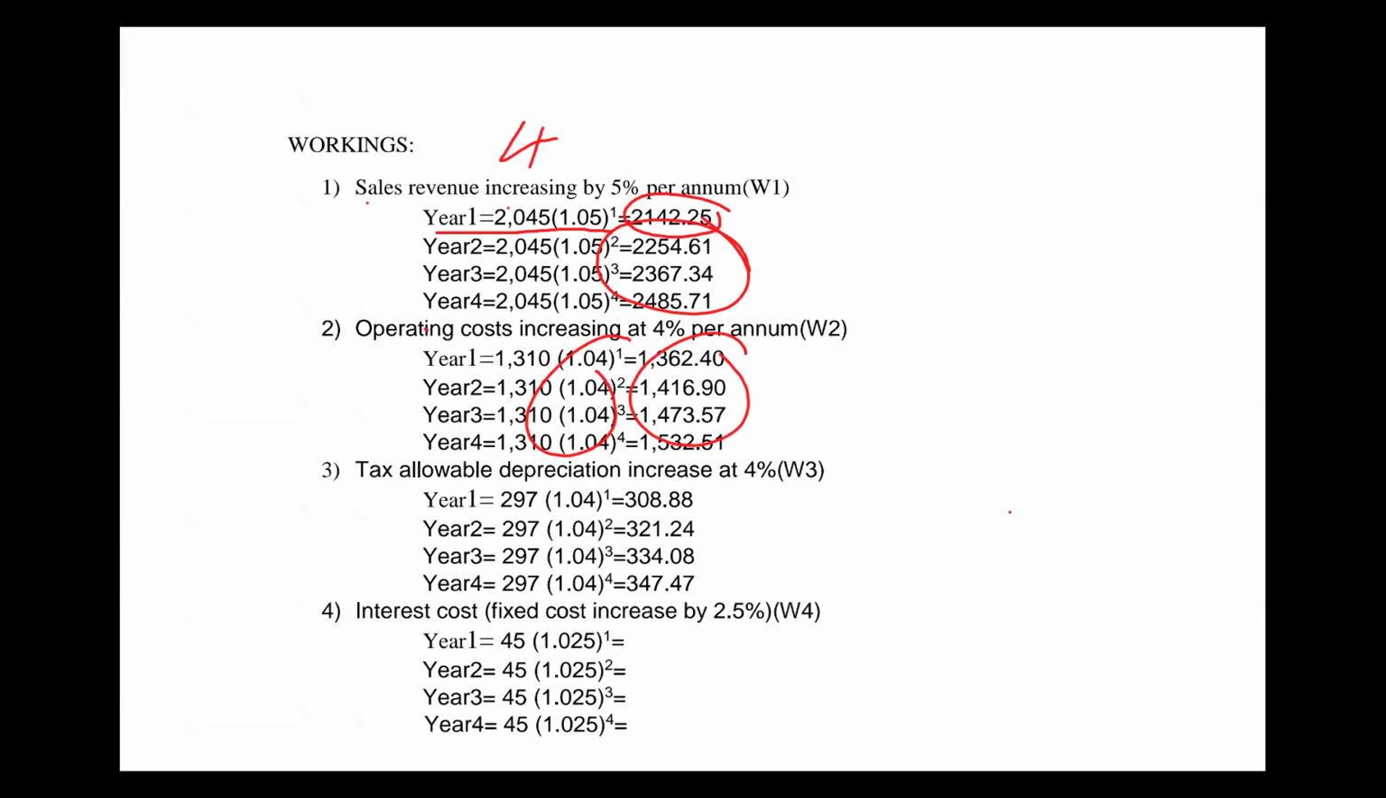For allowable depreciation, you grow it at what? At 4% because it's part of the cost. That's what we got. And the interest, you grow it at 2.5%.